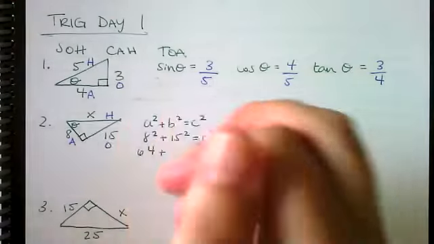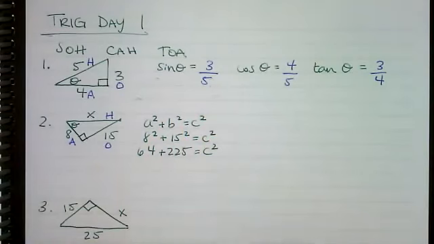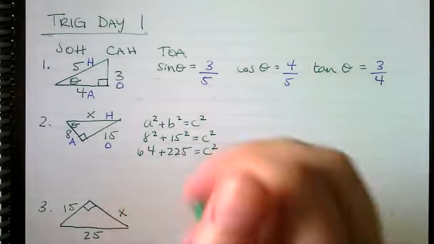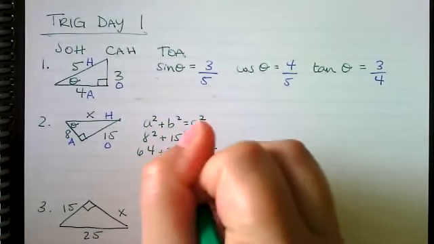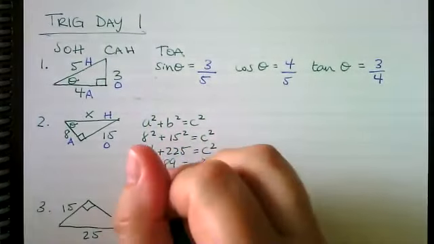15 squared is 225, and that's equal to C squared. I add those together, and I get 289 equals C squared. And since this is squared, to solve for it, I have to take a square root.